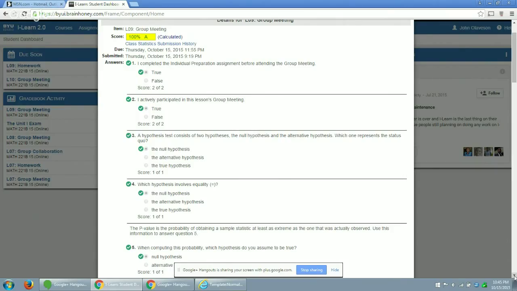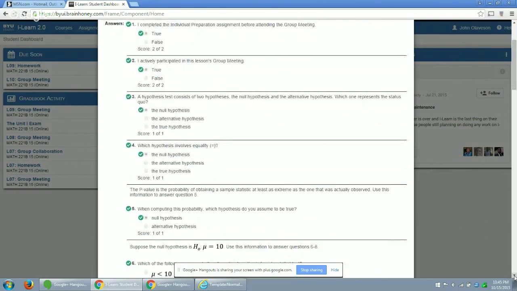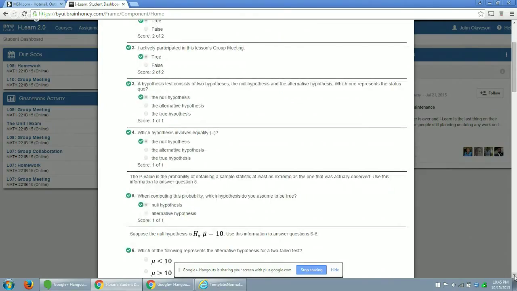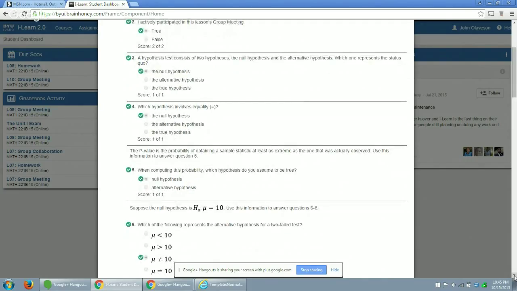Number 5, the p-value is the probability of obtaining a sample statistic at least as extreme as the one that was actually observed. Using the information to answer question 5, when computing this probability, which hypothesis do you assume to be true? You always assume the null hypothesis to be true, and you use the alternative hypothesis to either fail to reject or reject it. And like we talked about before, they can be less than, greater than, or not equal to, and we can see that in this next question here.